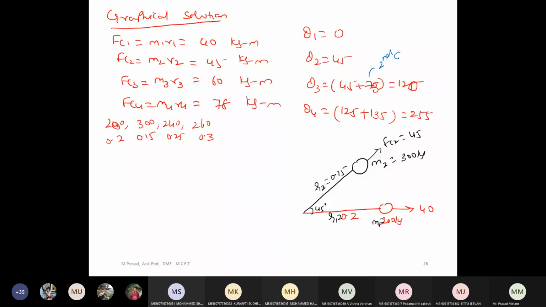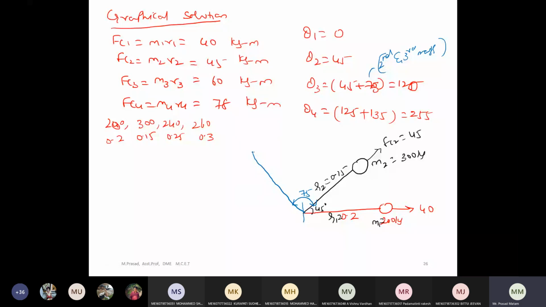Between the second and third mass, from here you draw a line making an angle of 75 degrees, or you add these two, 45 plus 75. How much am I getting? 120. From here, making an angle of 30 degrees, you draw a line like this. Now what is this angle? If you add these two, 45 plus 75, the total angle comes as 120 degrees.